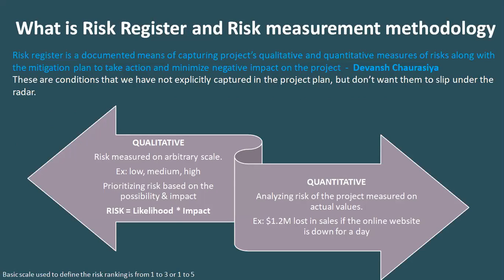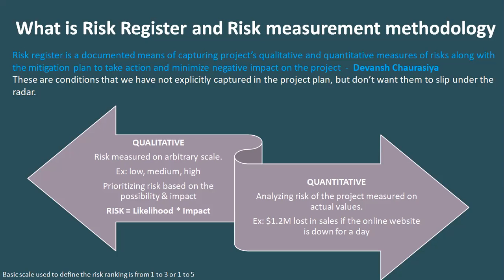Now, one of the most important things a project manager creates is a risk register. There are 2 ways of measuring the risk. One is qualitative and one is quantitative. We will check that in subsequent slides. Now, one of the definitions I have made for risk register is it is a documented way of capturing the project's qualitative and quantitative measures which apply to risk, along with the mitigation plan to take action so that we can minimize the negative impact on the project.